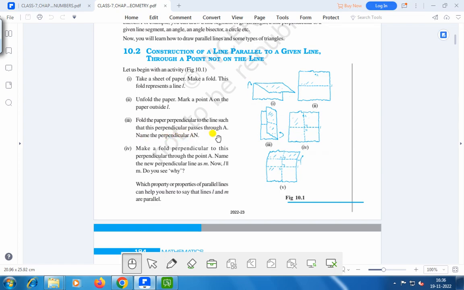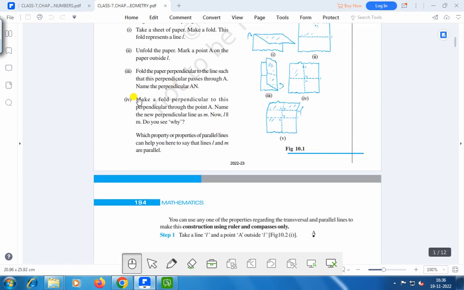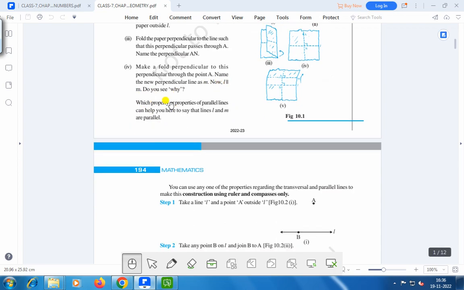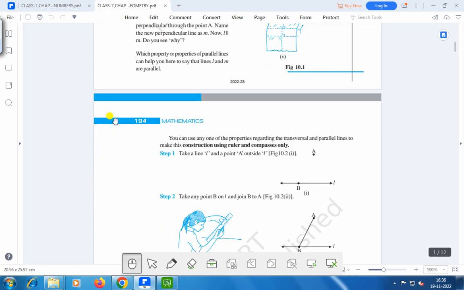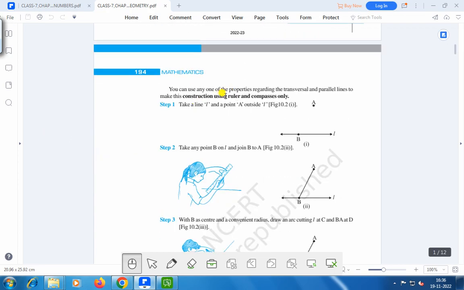Name the perpendicular AN. Make a fold perpendicular to this perpendicular through the point A. Name the new perpendicular line as M. Now L is parallel to M. Do you see why? Which property or properties of parallel lines can help you here to say that line L and M are parallel? You can use any one of the properties regarding the transversal and parallel lines to make this construction using ruler and compass only.